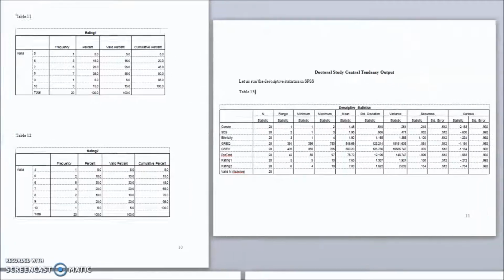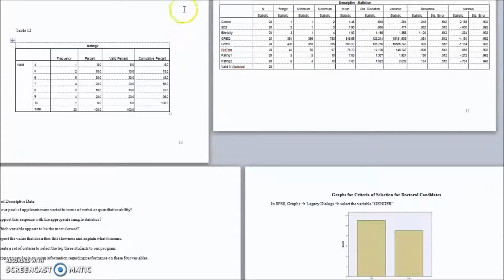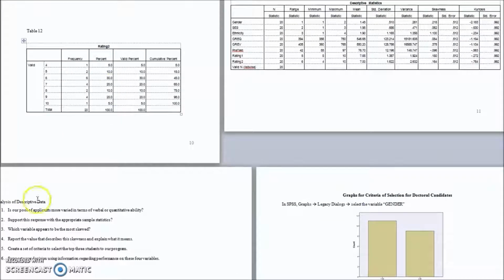So here is the data set. This is the descriptive data set and here are my questions. If I look at my questions, is the pool of our applicants more varied in terms of verbal or quantitative ability? So look at this. I am looking at variability. What does variability stand for? That is the standard deviation. So which one is more variable? Which one's scores are more spread out is what it is. So you're looking at standard deviation and then talking about it.